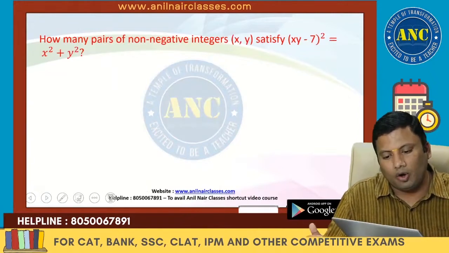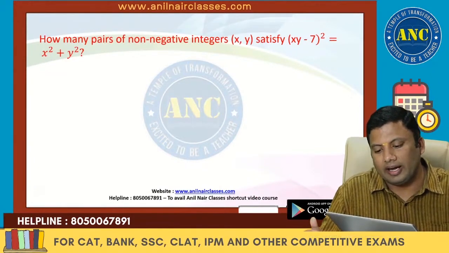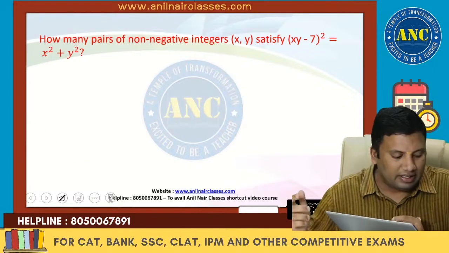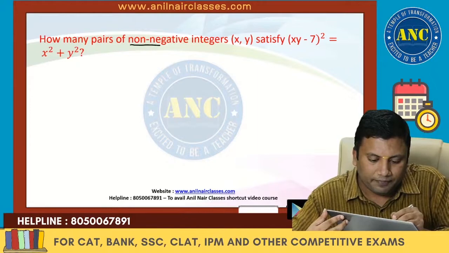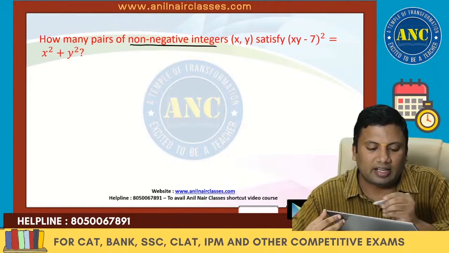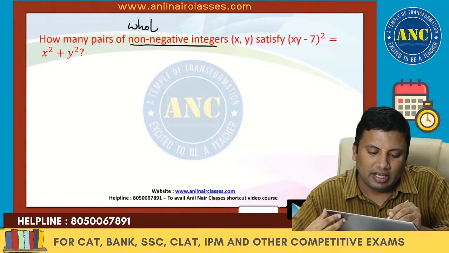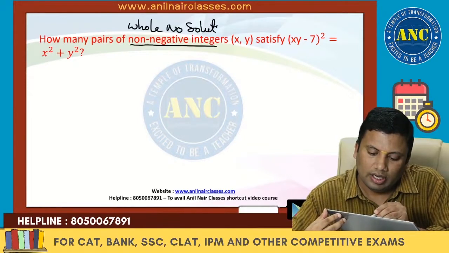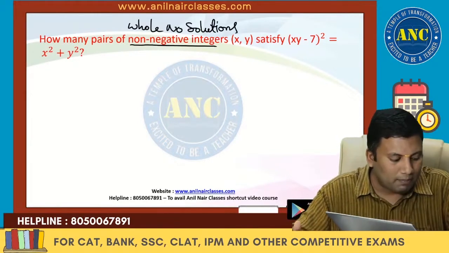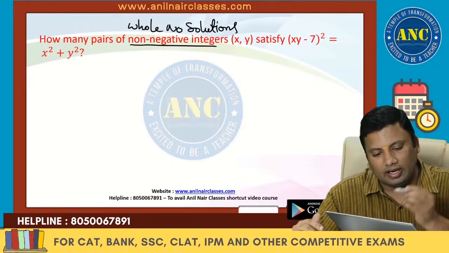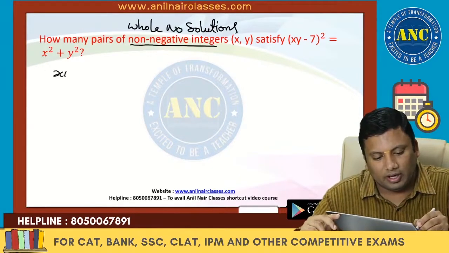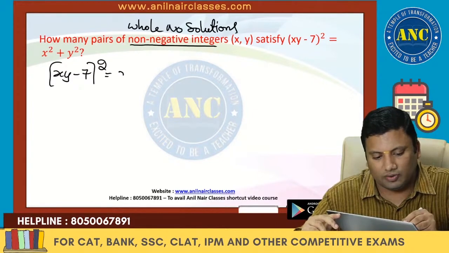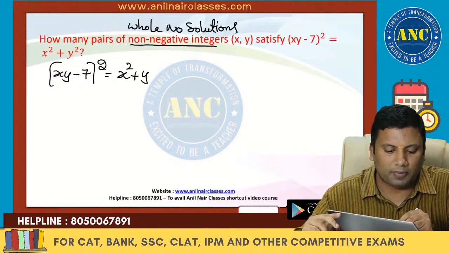Another question. How many pairs of non-negative integers? Non-negative integers are nothing but integers other than negative integers. It is also nothing but whole number solutions. Now see here. First key point. Whenever you get this kind of equation: (xy minus 7) whole square is x square plus y square.